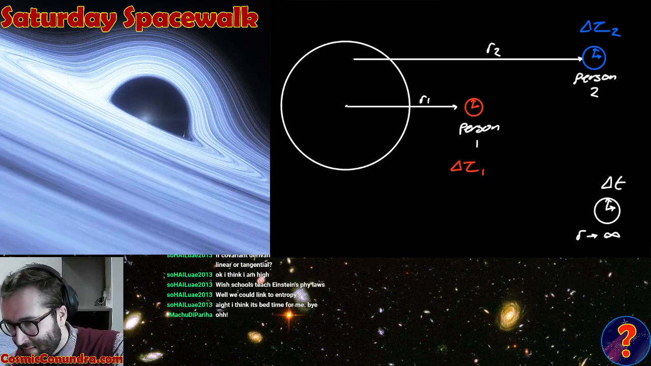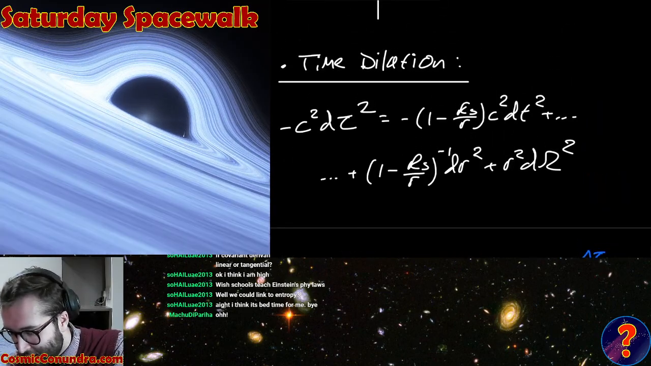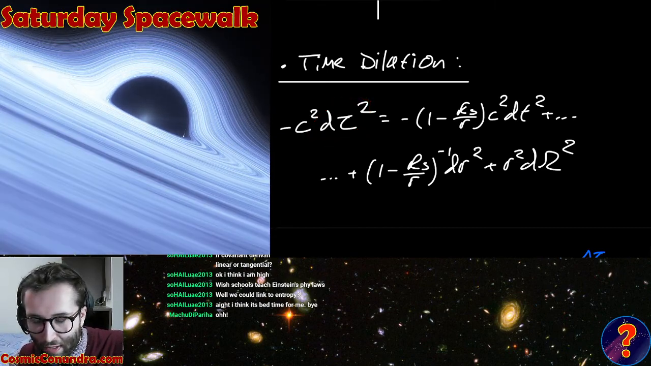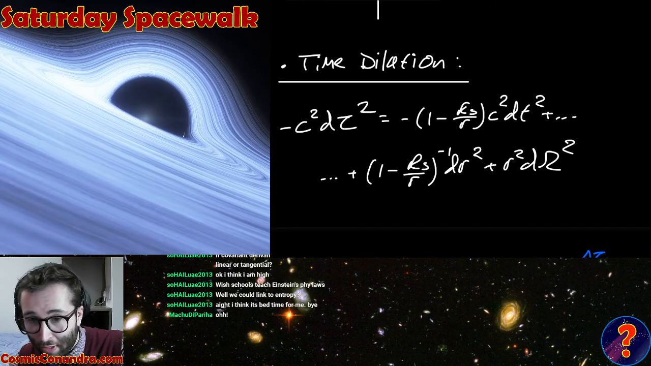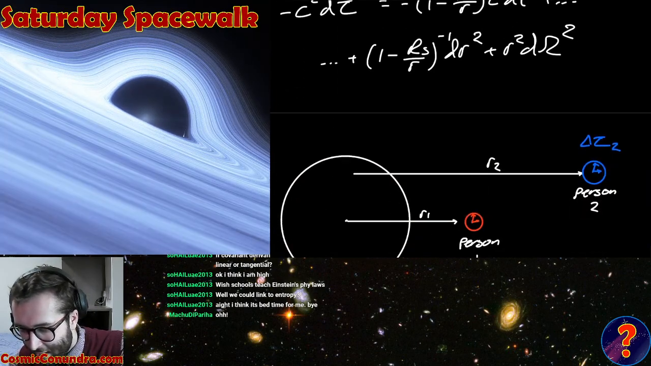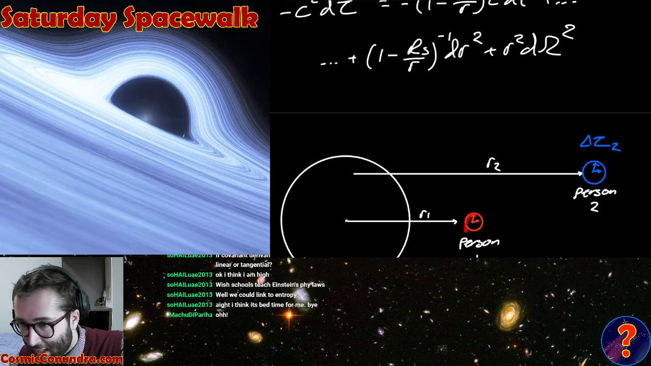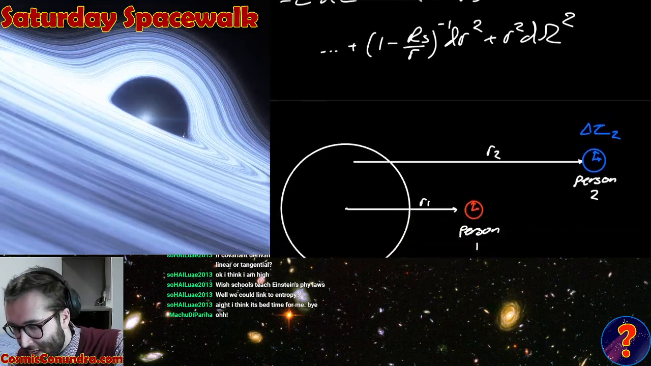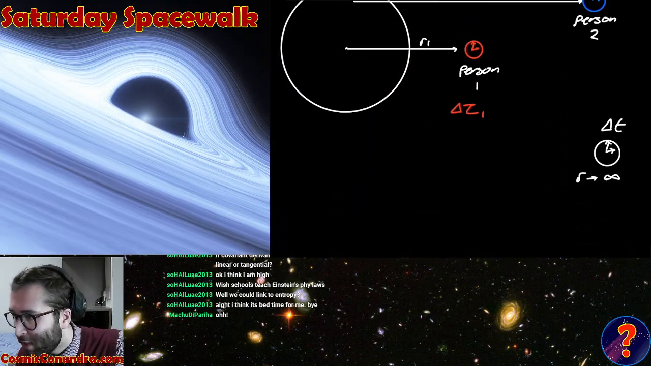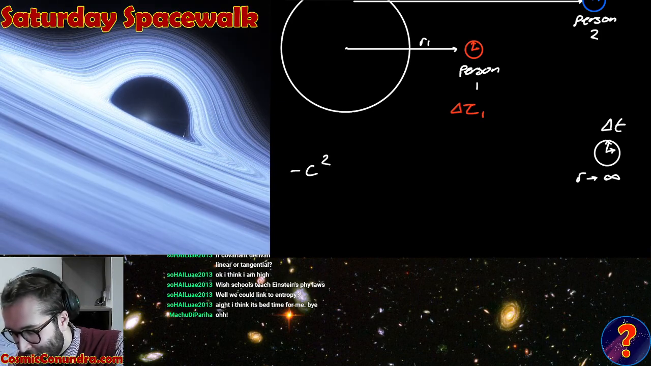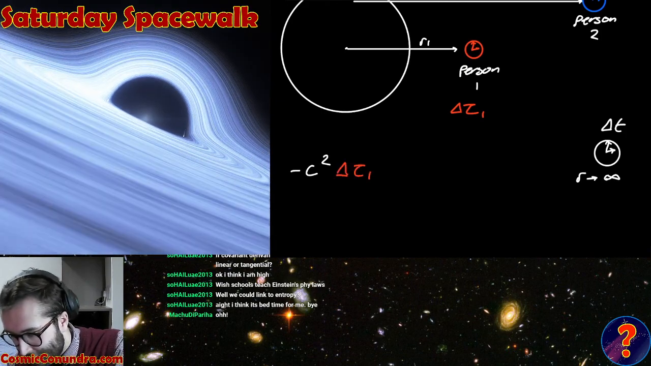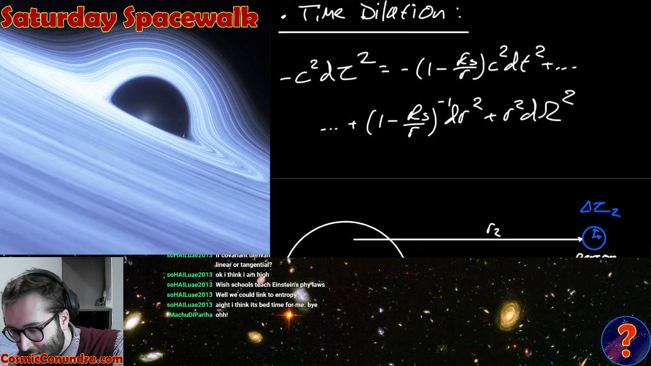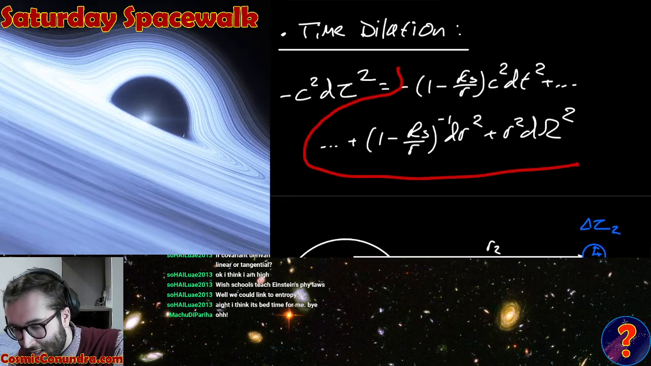Okay. So from the invariant interval, remember τ is this proper time, the time that is measured by an observer at a fixed point in space. So for this observer fixed at this point in space, the time that they measure on their clock is this proper time. So we can say, thinking from person 1's perspective, we have minus c squared Δτ1 squared. And this will now be equal to what is on the right-hand side here.